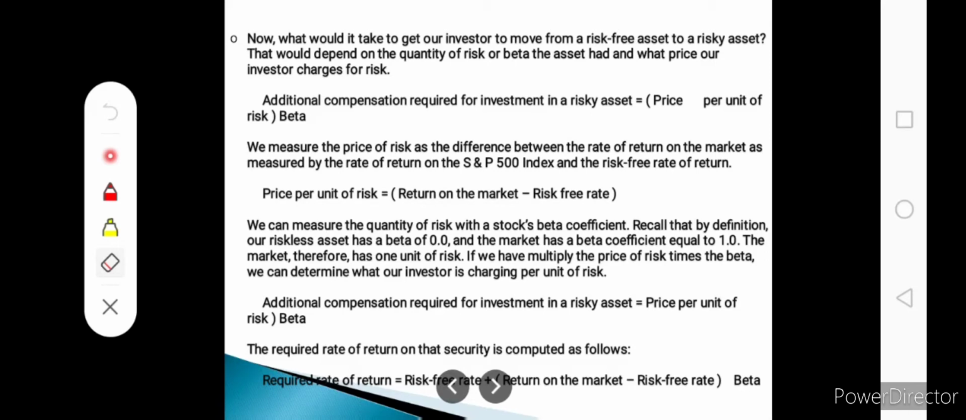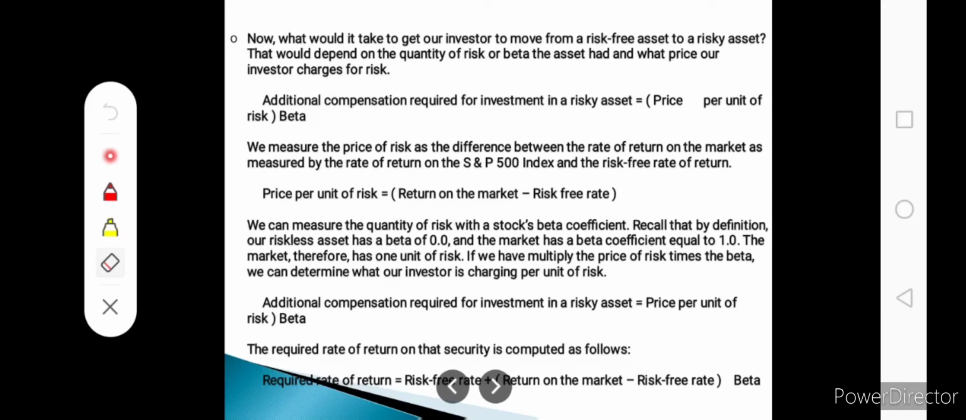Additional compensation required for investment in a risky asset is equal to price per unit of risk multiplied by beta. We measure the price of risk as the difference between the rate of return on the market, as measured by the rate of return on the S&P 500 index, and the risk-free rate of return. So the illustration looks like this. Price per unit of risk is equal to the return on the market minus the risk-free rate.